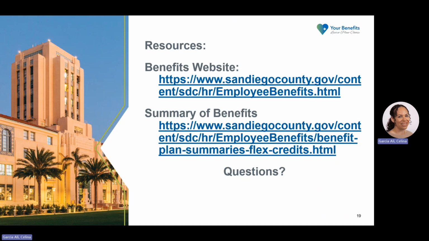On this slide, you will see available resources. Please visit our benefits website for in-depth information regarding each plan offering, and visit your summary of benefits for information applicable to your job classification.